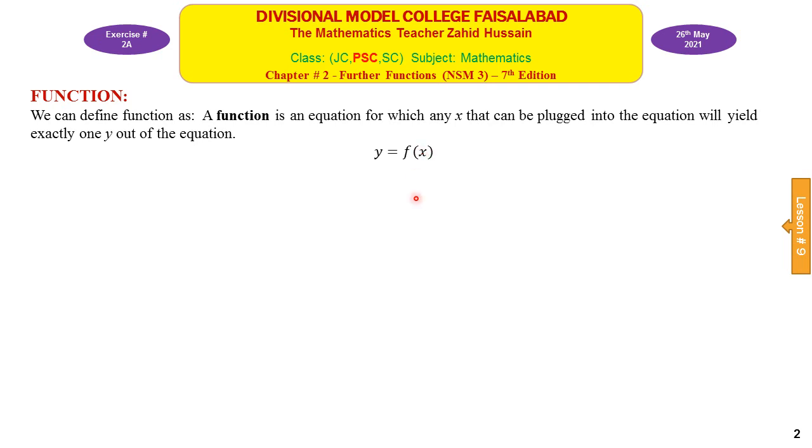The values which we put in the function are called the domain of the function, and the values which we get as output are the range or images of the function.